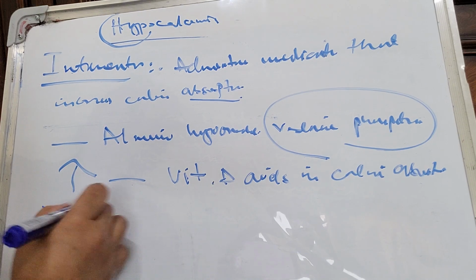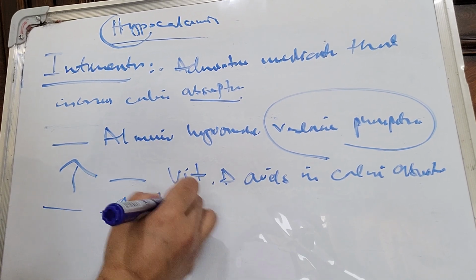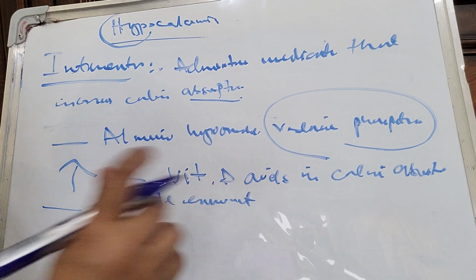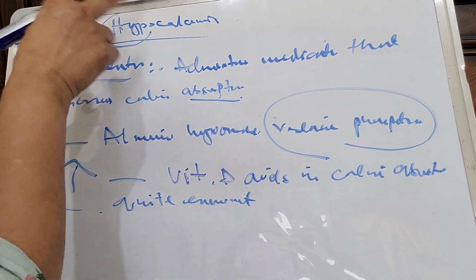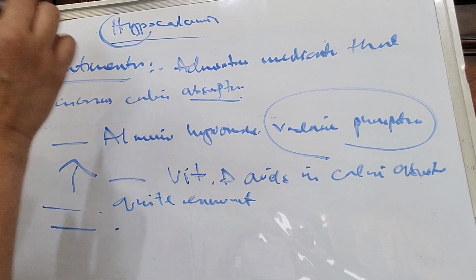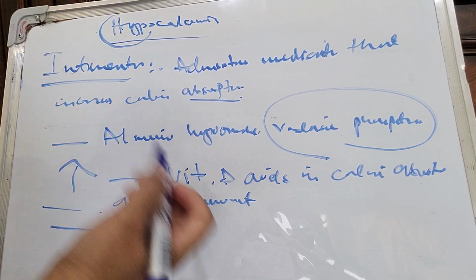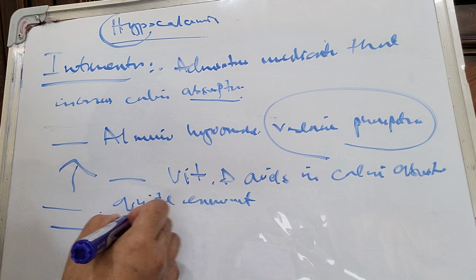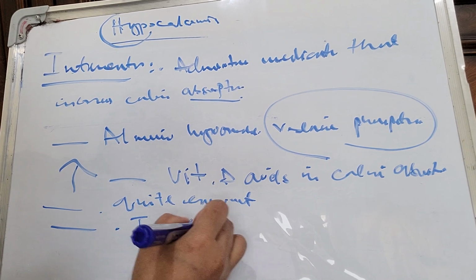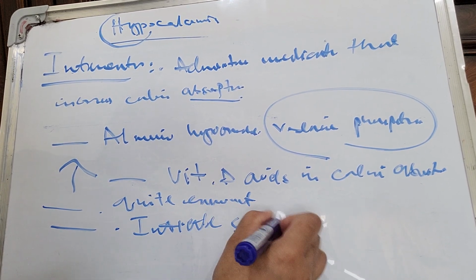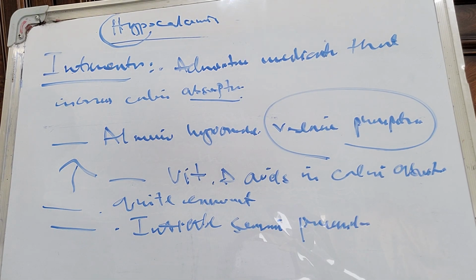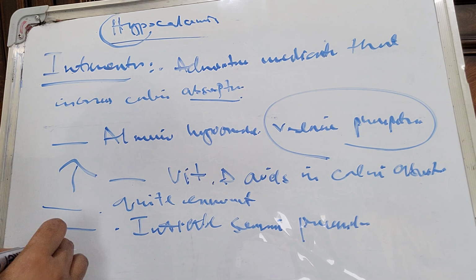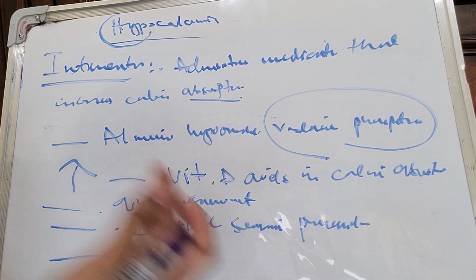Provide a quiet environment. It means fewer stimuli. Why? Because the patient may be at risk of seizures. A hypocalcemia patient always has risk of seizures, so always initiate seizure precautions. Seizure precautions are very important.